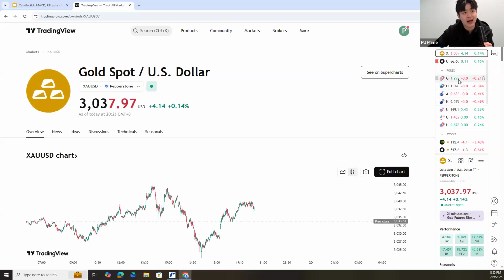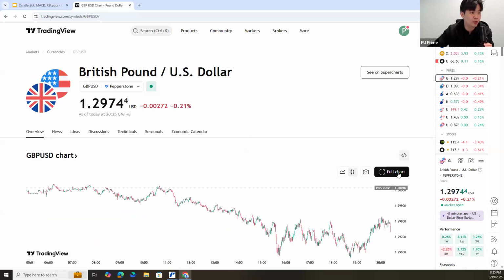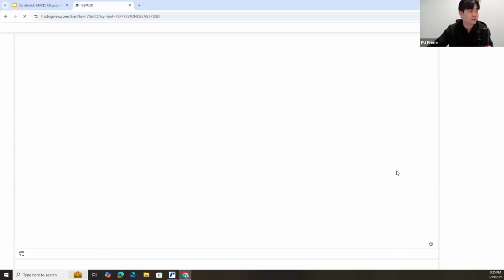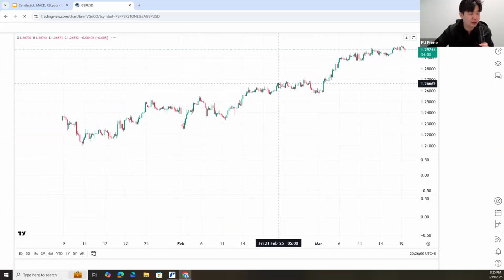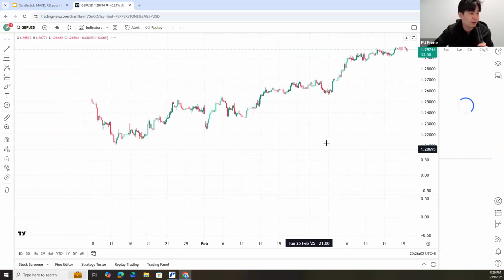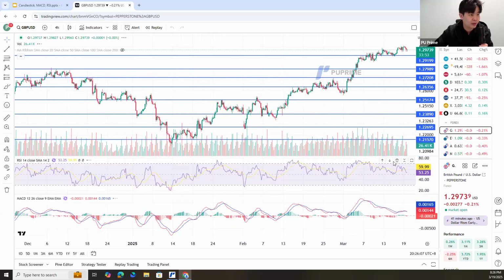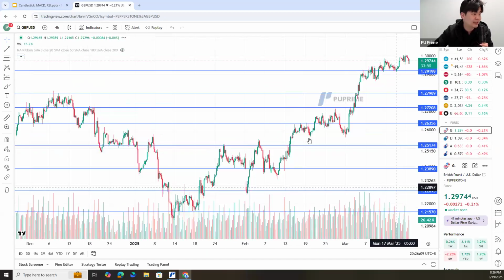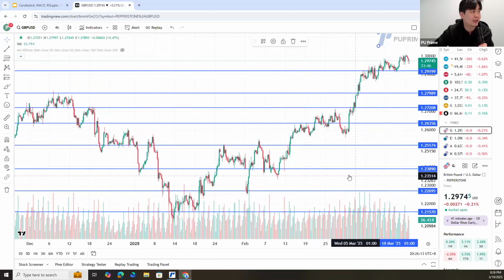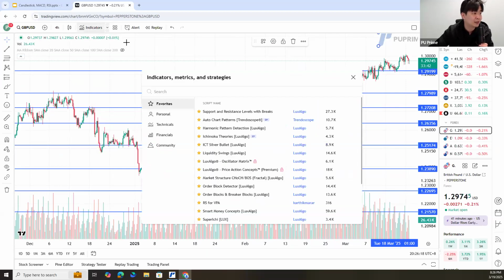Maybe we can try to analyze GBP USD because you do have something open today. When I open this chart, you can notice I already have all the indicators here. Imagine I delete all of these indicators. Normally when you open a chart, there is no indicator. So how can you add an indicator? It's very simple. Just add an indicator.